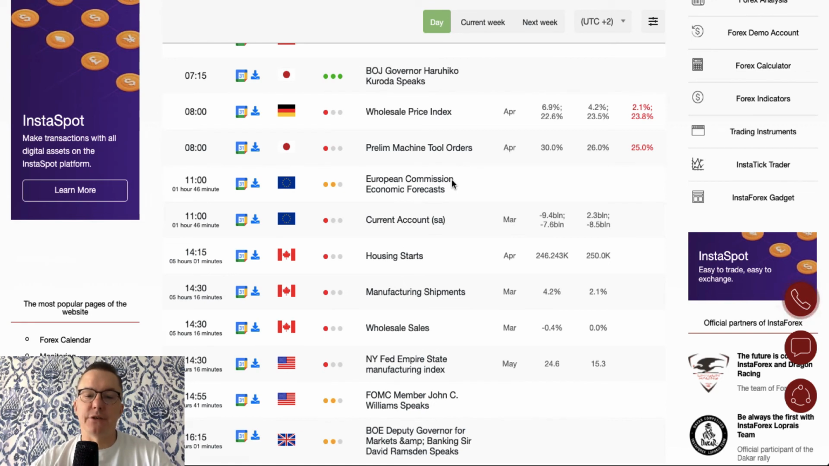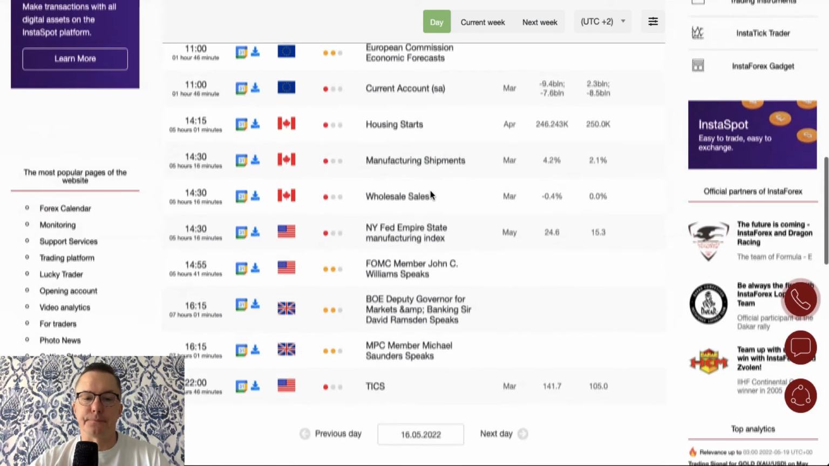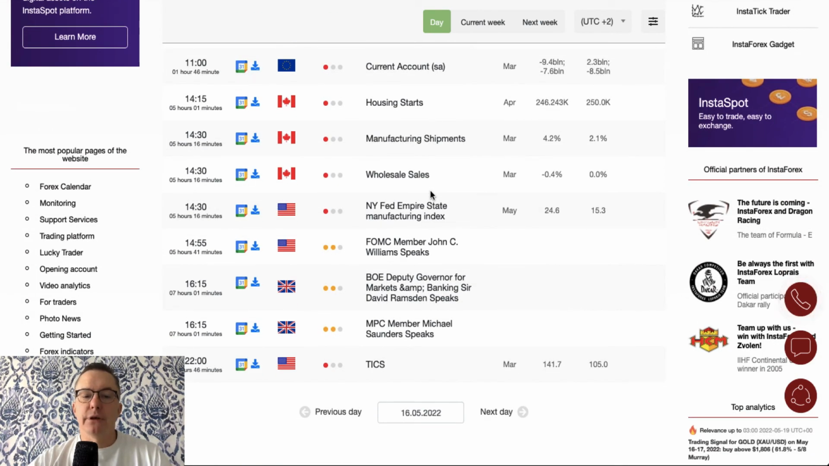During the London session, we don't have too many market movers. However, we got the European Commission economic forecast, and it's always good to see what the forecasts for the future are from the European Commission's point of view. And these data are scheduled for release at 11 a.m. During the New York session, we got data from Canada in the form of housing starts, manufacturing shipments and wholesale sales, so not really market movers.